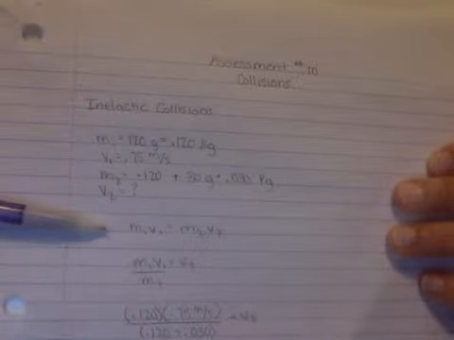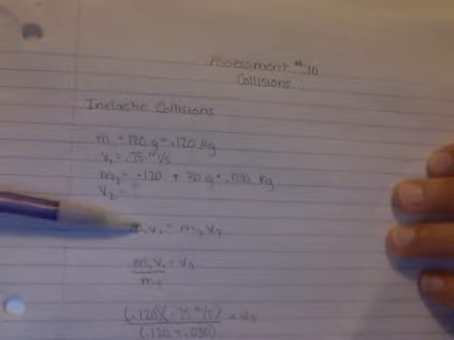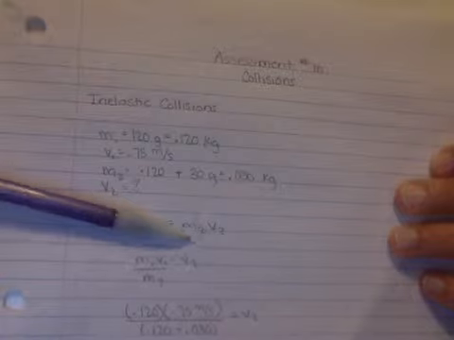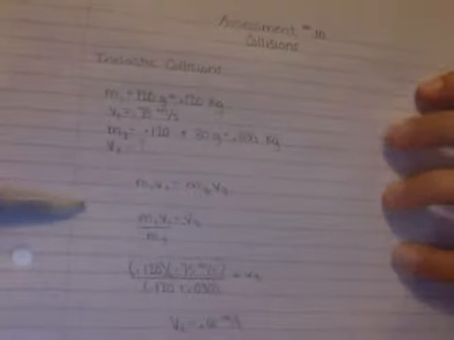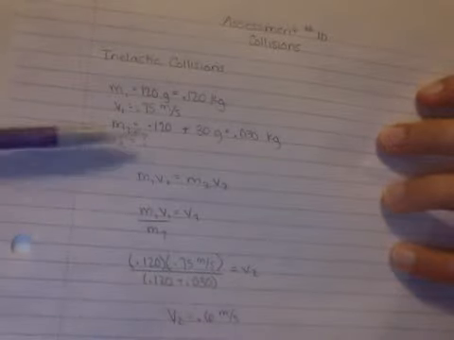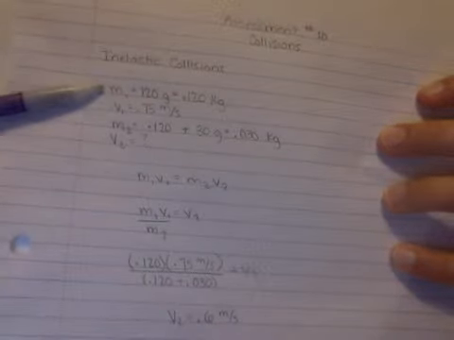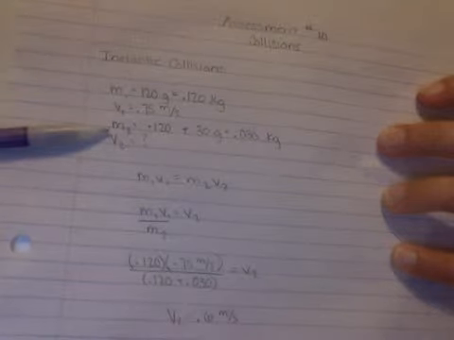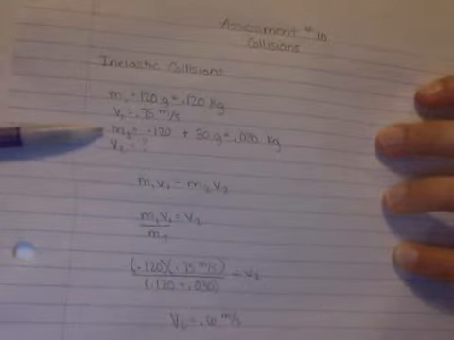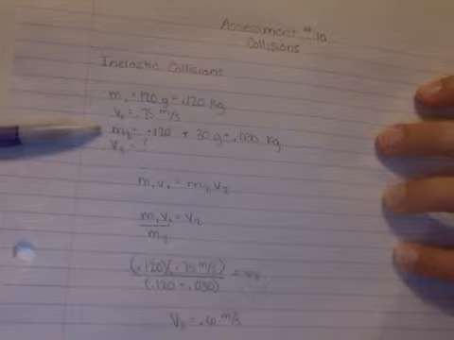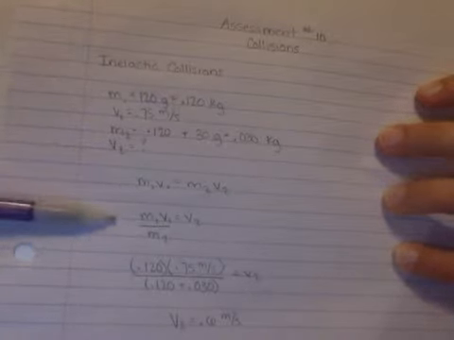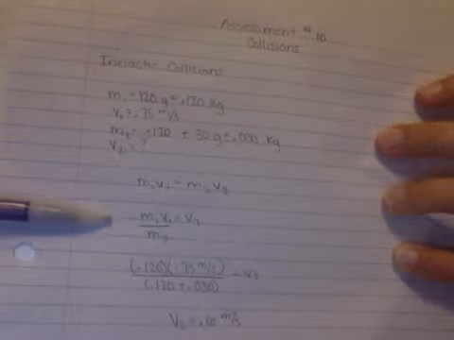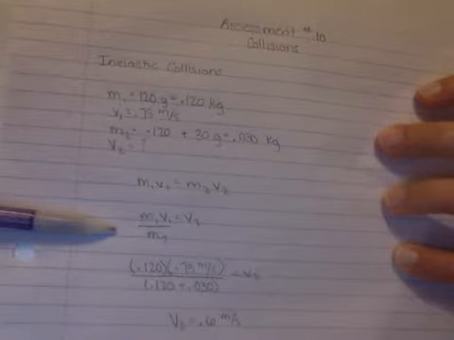So we have the initial mass times the initial velocity equals the final mass times the final velocity. We can find the final mass by adding the mass of the car plus the mass of the clay. And like I said, what we end up getting is our final velocity is going to equal the original mass times the original velocity divided by the final mass.